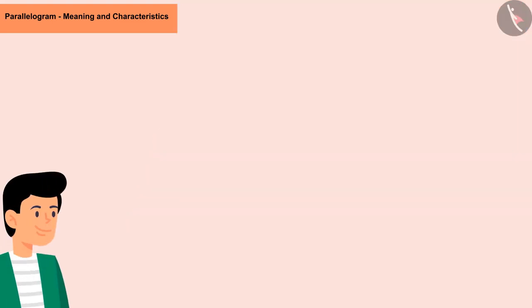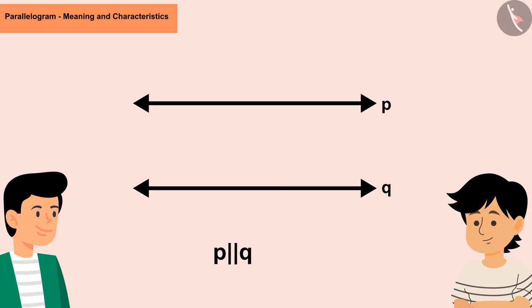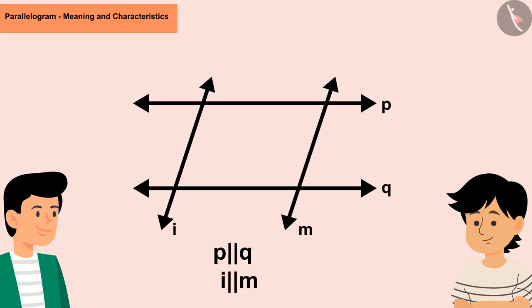Two friends, Raju and Ramesh, are having a discussion. Raju drew parallel lines P and Q on a page like this. Ramesh drew a line I that cuts 2 parallel lines. Raju drew a line M parallel to I in a way that gives them a polygon with 4 sides. Naming the vertices A, B, C and D. Raju says the figure ABCD is a quadrilateral.